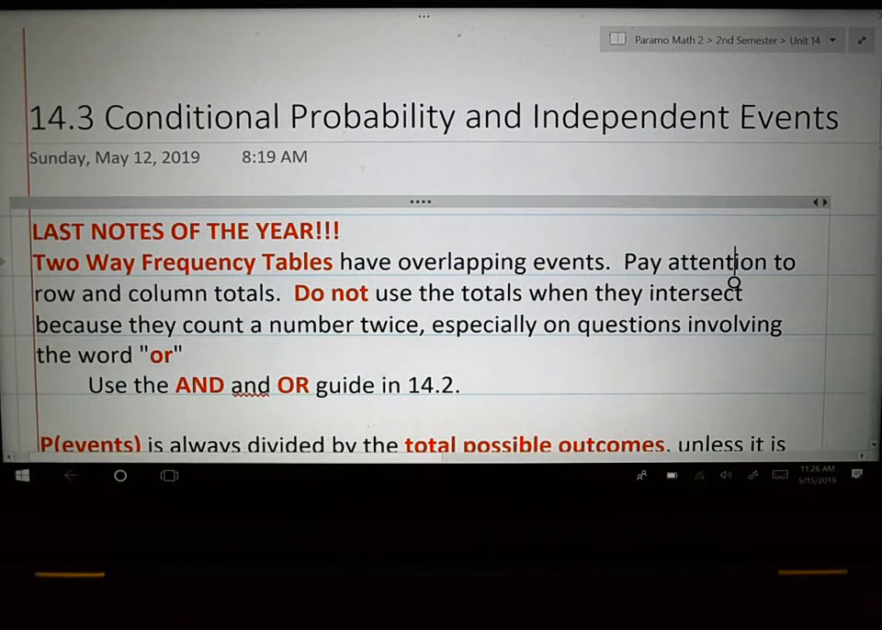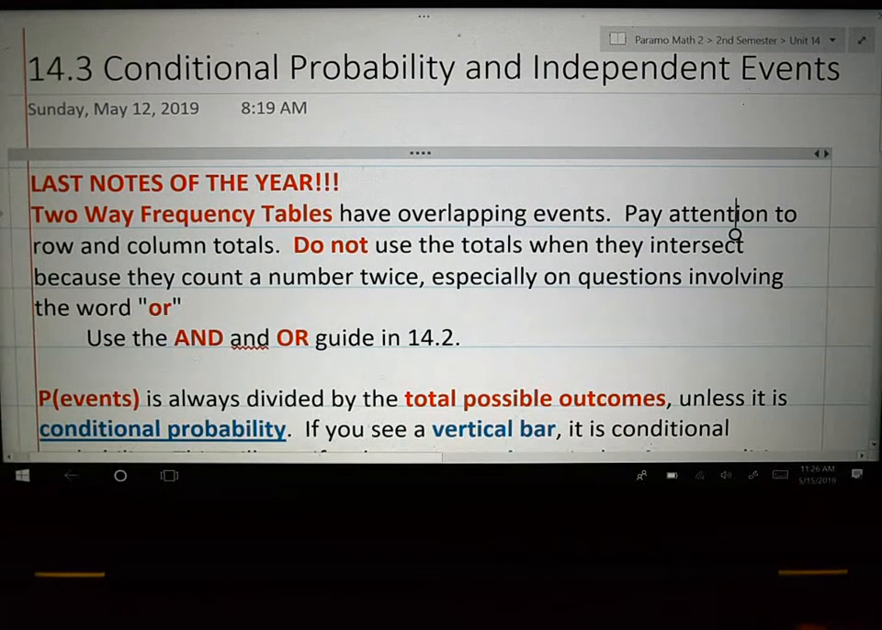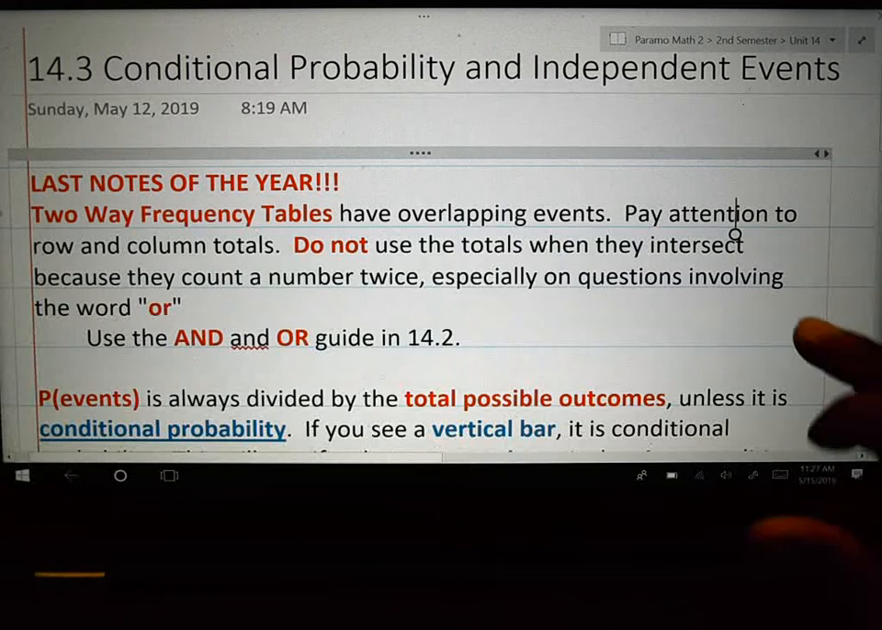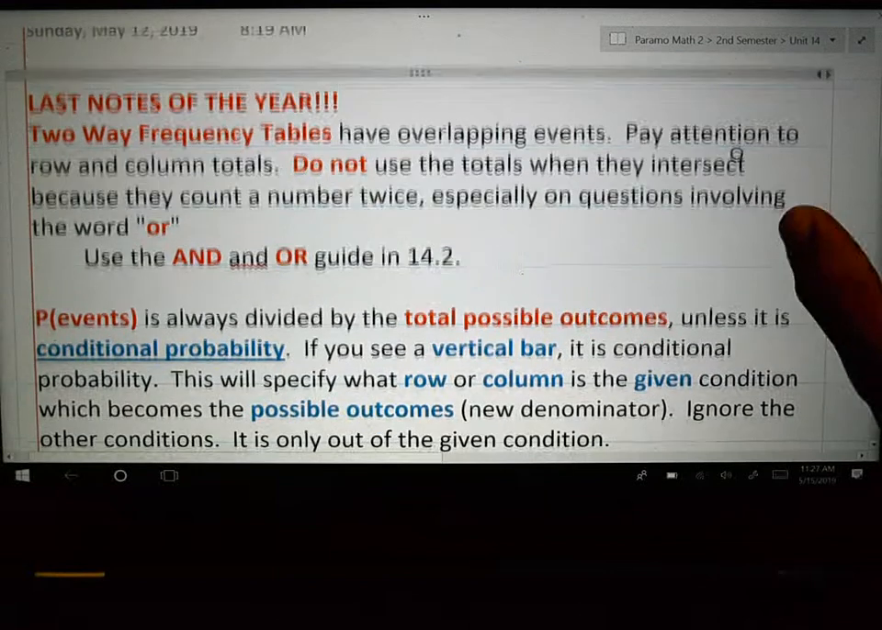So here we go. The best part about 14.3 that a lot of you are really excited about is that it's the last notes of the year. There are no more notes after this. After this is just review, test, and then review for your final and test on that final. And so then we end the semester and head off into the sunset for summer, right?